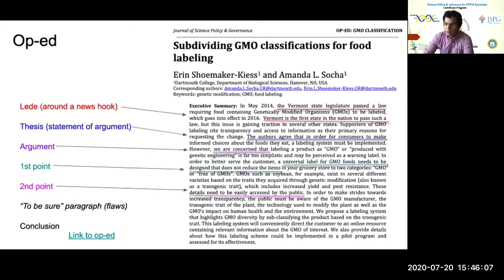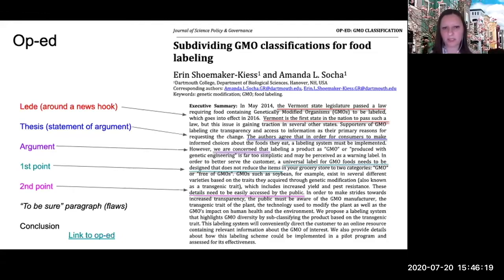So Adriana, we have a question from Vanessa. Is the "to be sure" paragraph a response to arguments against what the author is proposing? So basically, would it be imagining somebody that's opposing your argument, and address any potential counter arguments to what you're saying?